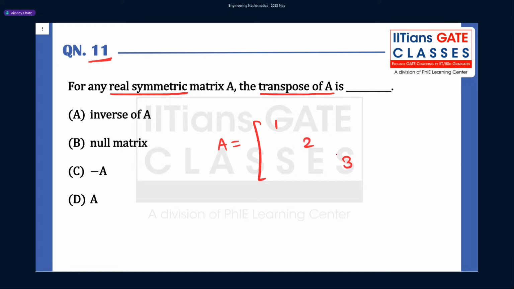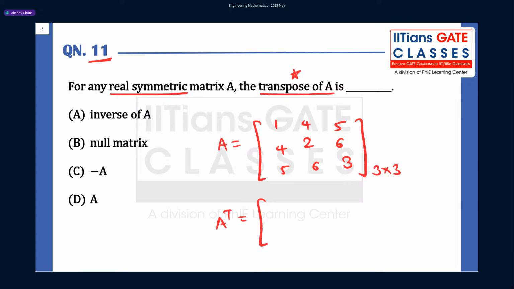For example, this could be one simple example of a symmetric matrix of order 3 cross 3. Now they are asking about the transpose of this matrix. You should know, when you take the transpose of any matrix, the principal diagonal elements do not change their positions, whereas the non-principal diagonal elements swap their positions. So basically their row and column index is changed.